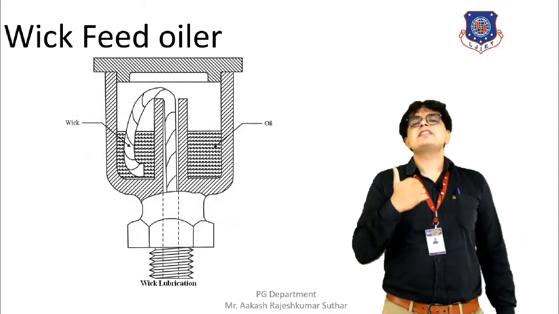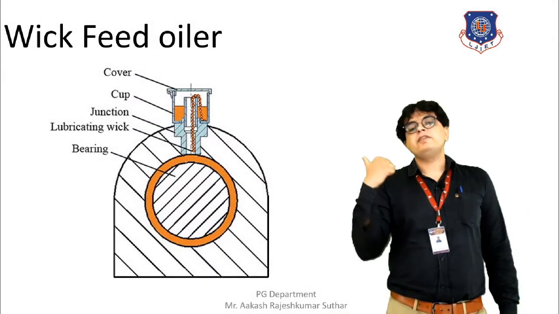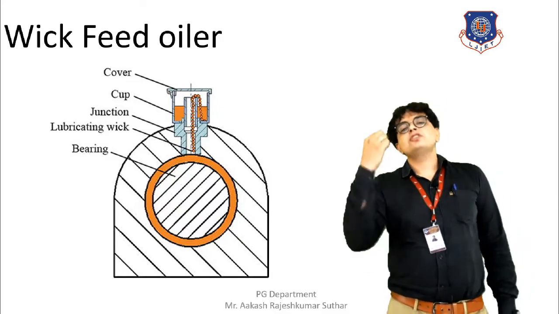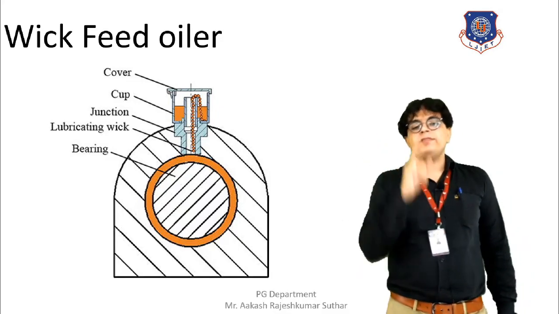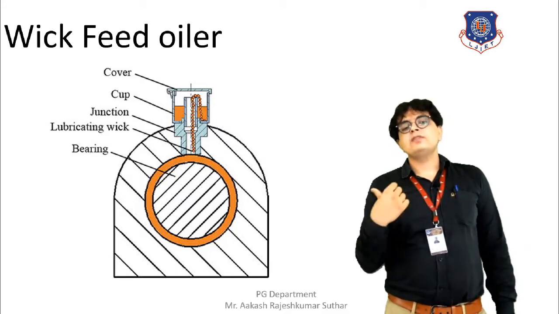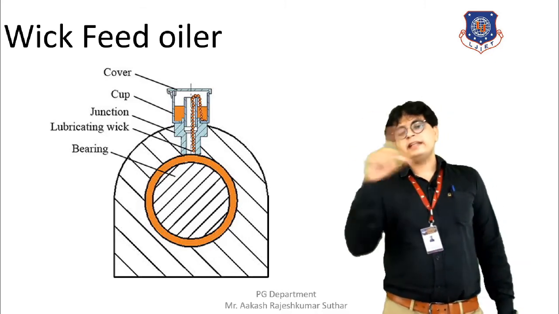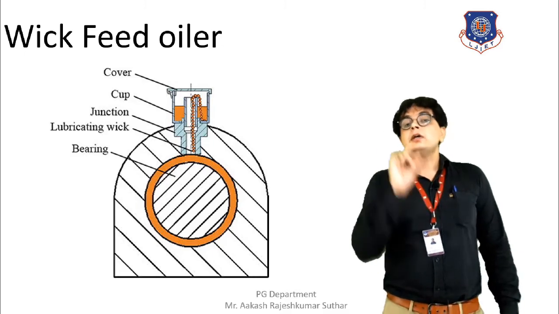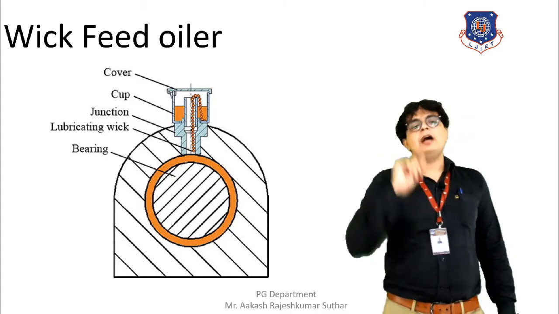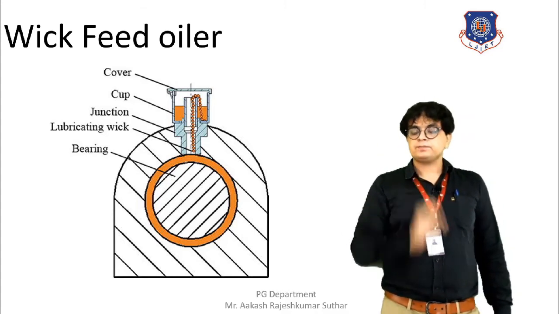Let's have further discussion on this figure. We have another figure. There we can see that a wick is immersed, and it is taking the oil from the reservoir to the bearing where lubrication is required. Transferring it from the reservoir, it is providing the lubricant to the bearing, and we can see a thick layer of yellow color where the lubricant is applied to the bearing. So this is how the functioning of the wick feed oiler takes place.